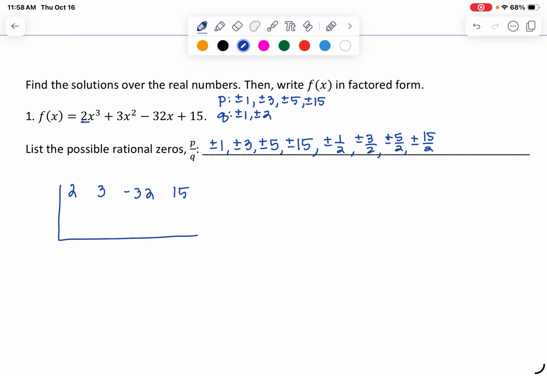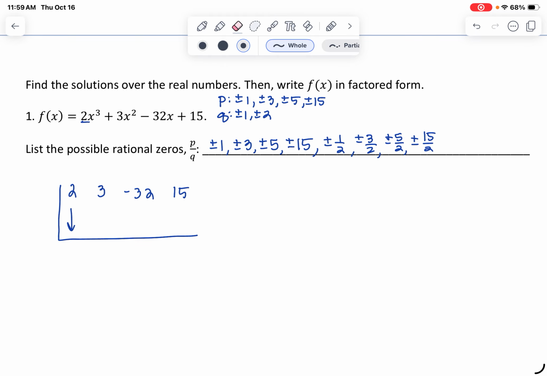All right, so I'm going to start with 1. I'm going to drop the 2. Multiply, that's 2. Add, that's 5. Multiply, that's 5. Add, that is negative 27. Multiply, that's negative 27. I'm going to stop there because that's not 0.